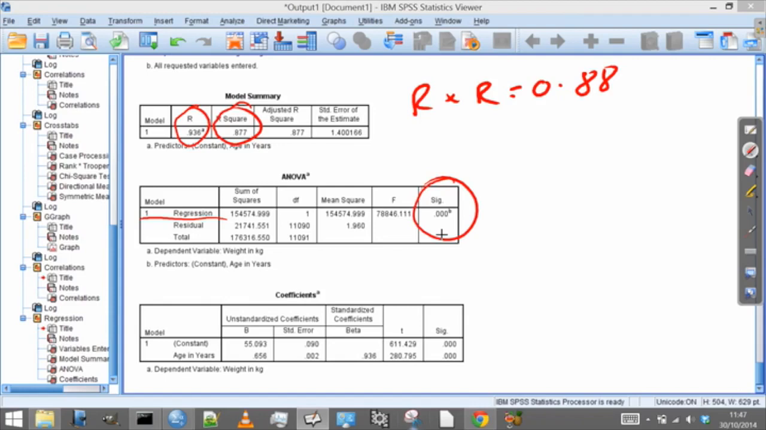And not only that, that linear relationship explains 88% of the variation that we see, and there is a strong correlation.